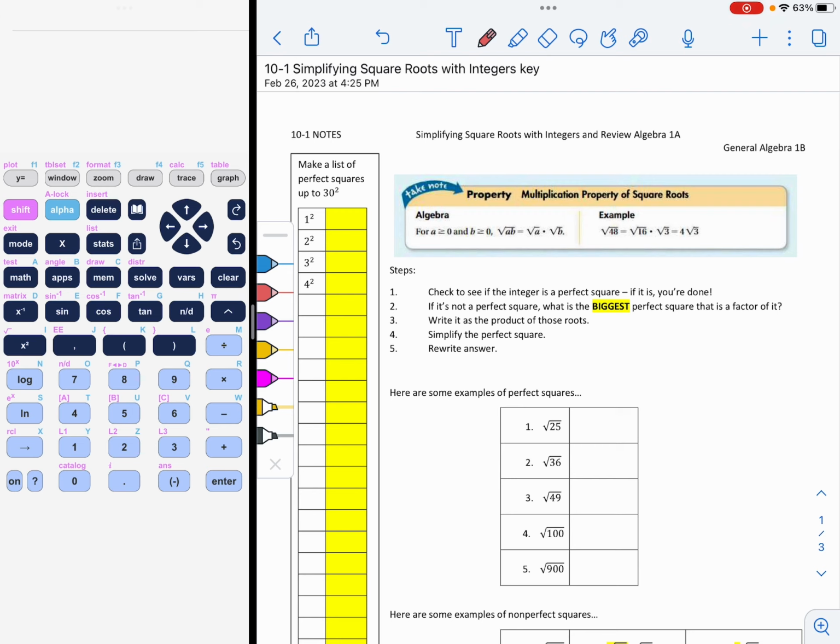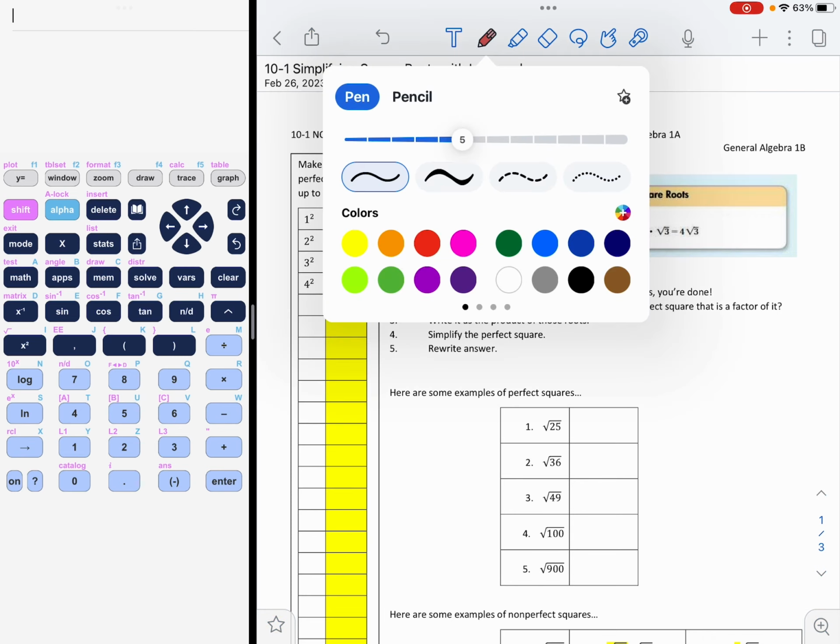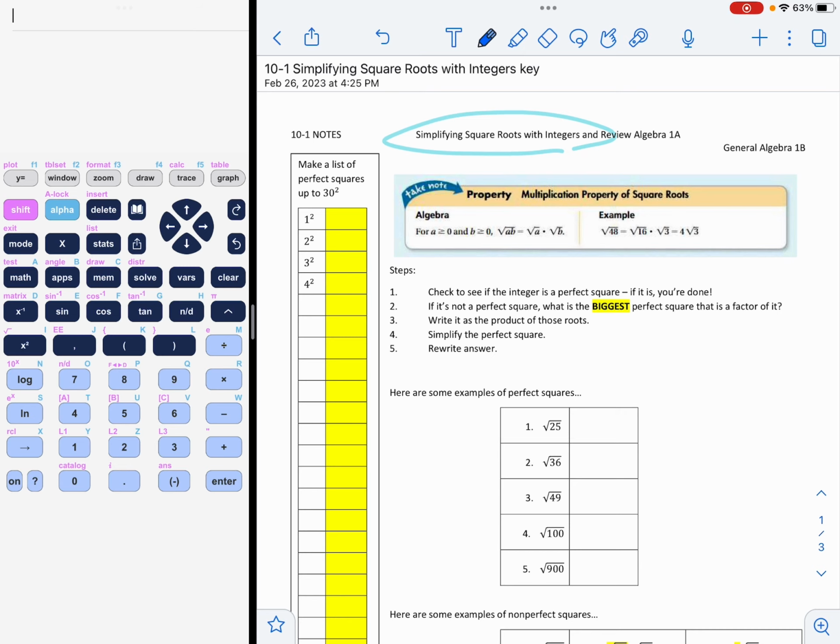But today I'm going to teach you, and I apologize I don't have the keystone content, but I promise you this is on the keystones, how to simplify square roots that have integers. And in order to do that, we're definitely going to need our calculator, but we are also going to need to know our squares all the way up until 30 squared.